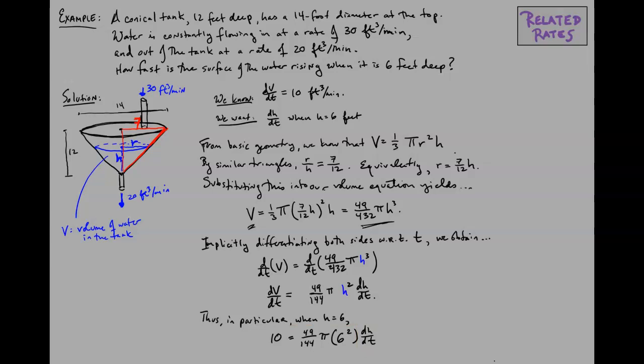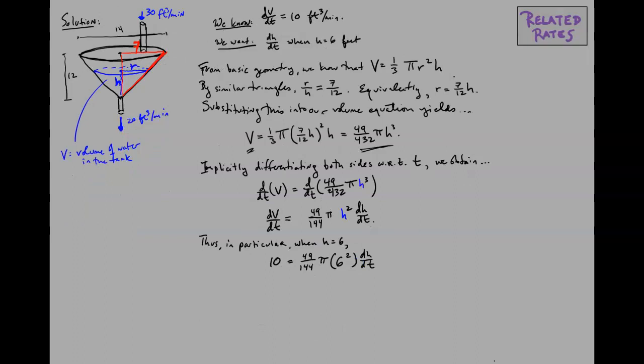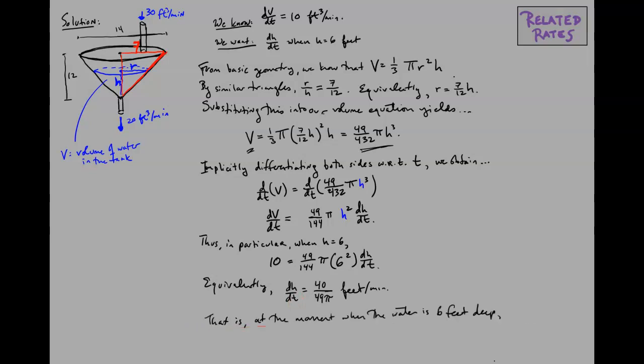I'm going to move everything up so I have a little more room. That's better. So rewriting this, by solving for this, we can say that equivalently, dh dt is 40 over 49 pi. That's just basic arithmetic. And the units here, since we're looking at change in height over time, is feet per minute. And finally, I will summarize the result in a sentence. That is, at the moment when the water is 6 feet deep, the water's surface is rising at a rate of 40 over 49 pi, which is about 0.26 feet per minute. And we are done. Well, that is the idea.